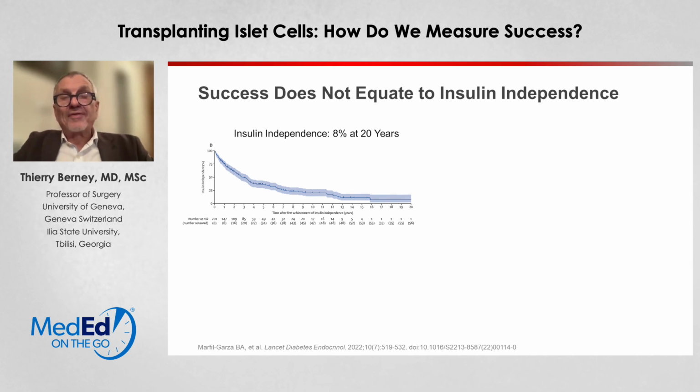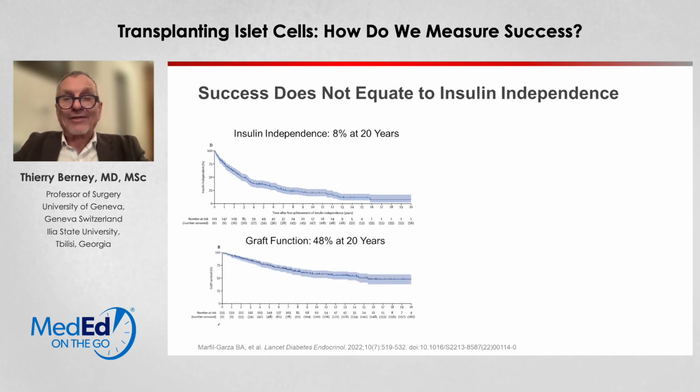The first, on the upper left side, you can see insulin independence, which is 8% at 20 years. This may seem very little, but when you look at graft function, you have almost 50% of graft survival at 20 years, which is extremely good in comparison to pancreas transplantation, for example.